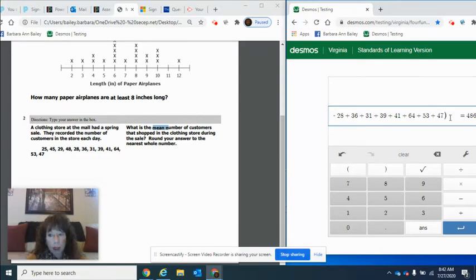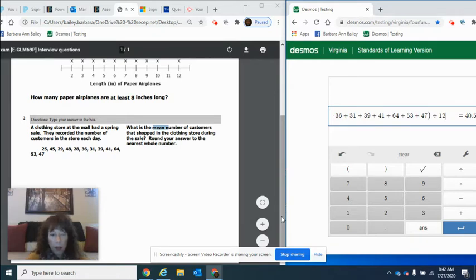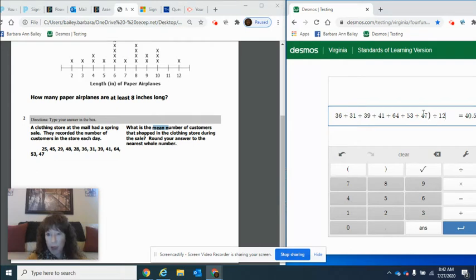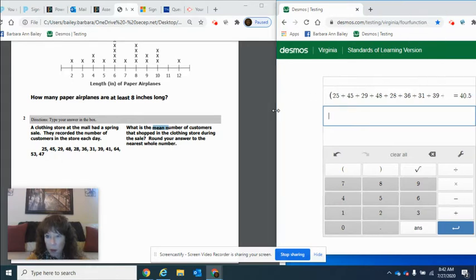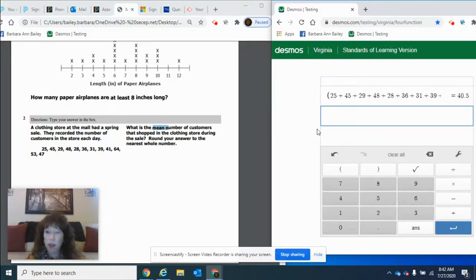Once I've gotten the answer, because I used my parentheses to group these, then I can divide by 12, which is the number of data entries that I was adding together. I added together 12 numbers. I'm going to divide by 12 after I close my parentheses and get the sum. And so my answer is 40.5. I'm going to move this over a little bit and make sure. Yeah, 40.5 is the whole answer.